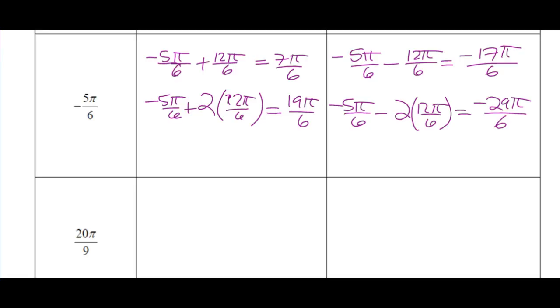Okay? You can almost forget the pi over 6 and just let it kind of hang around, right? Because at this point you're saying it's negative 5 plus 12. 7. 7 what? Oh yeah, 7 pi over 6, right? Pi over 6 is an afterthought. It's negative 5 plus 24. Okay, 19. Well, I can't just write 19. 19 what?